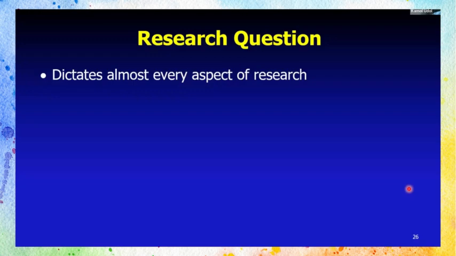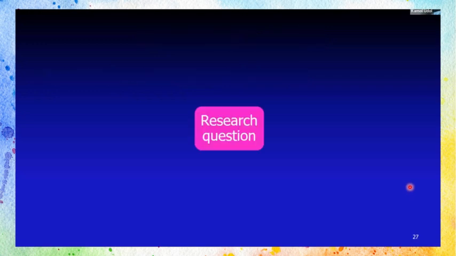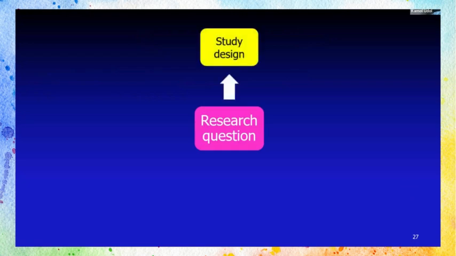Because research question dictates almost every aspect of research. What you are going to do with your research will be determined by your research question. Almost all aspects of it will be determined by research question. For example, research question will dictate your study design. What design you are going to use in your research depends on your research question. Different questions will require different research design.